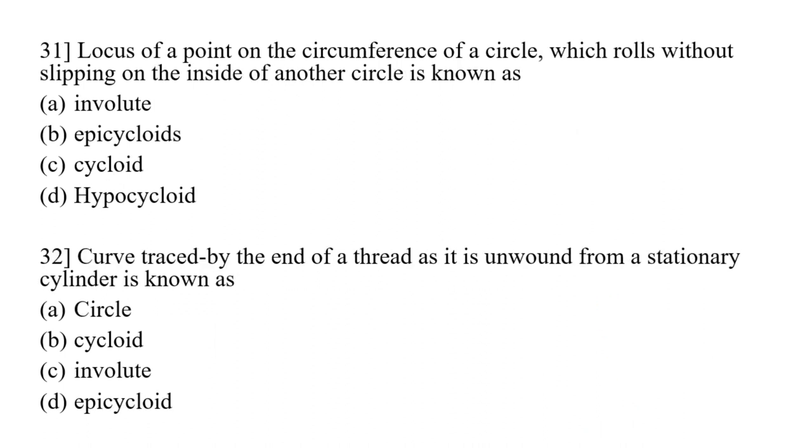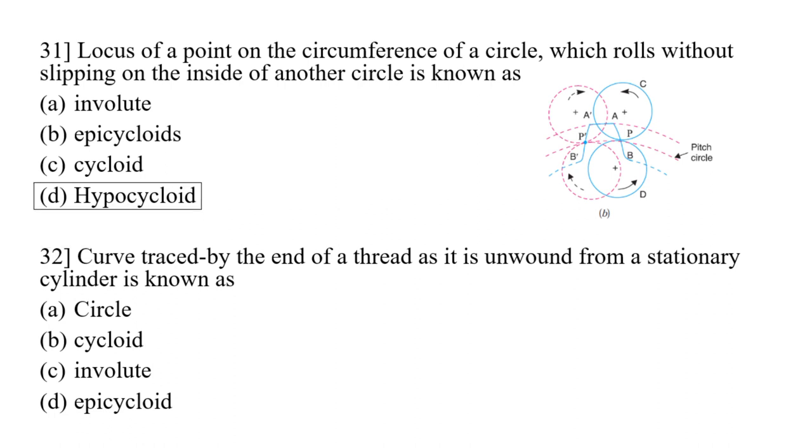The next question is related to the same thing: the locus of a point on the circumference of a circle which rolls without slipping on the inside of another circle is known as what? That means the circle has rolled inside a pitch circle, that is, another circle, and then one curve PB is generated, that is called a hypocycloid.